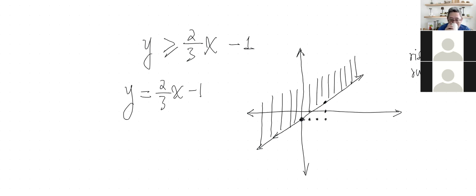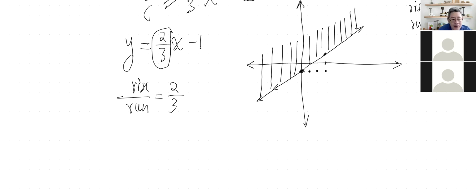Why did you go over 3 and not 2? Well, because our run is 3. We have 2/3 here, the top is rise over run. Oh, then I did it backwards. Yep. Okay, I'll give you another one. Y is less than negative 3/5 x plus 3.